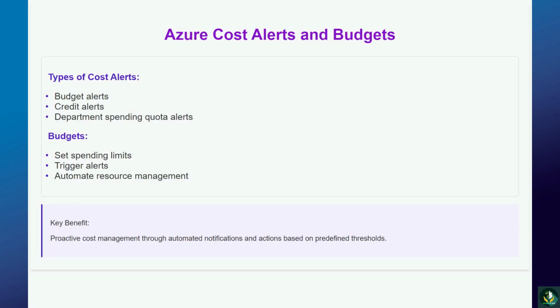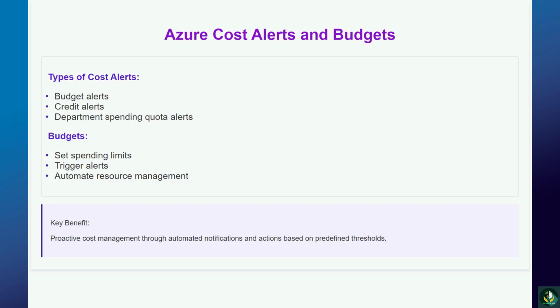Azure's Cost Management service provides powerful tools for monitoring and controlling your cloud spending. Two key features of this service are cost alerts and budgets. Let's delve into these features to understand how they can help you maintain financial control over your Azure resources. Cost alerts. Cost alerts serve as a centralized notification system for various spending-related events in Azure. There are three main types of cost alerts.